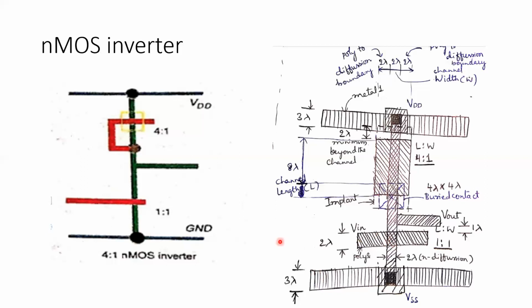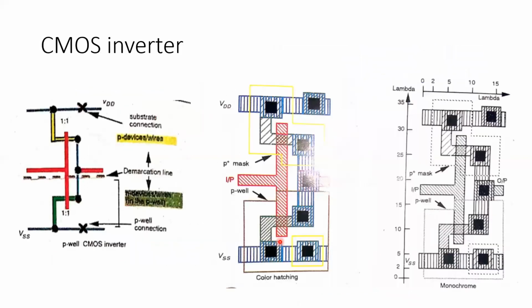So let me move on to the second example of our discussion. As we have seen how to construct a CMOS inverter in the previous session, this is the stick diagram of the CMOS inverter, and the corresponding layout is represented here using the color hatching format as well as using monochrome and along with the lambda scale which is being used here.